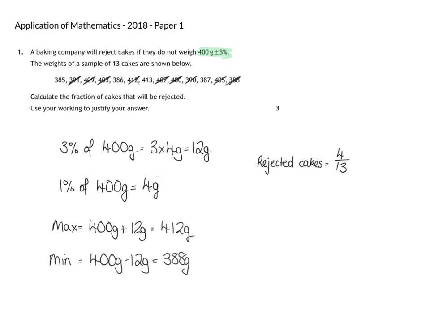Or 4 over 13. Right, so if we go looking at the marks for this question, our first mark comes from getting 3%, which is 12. Our second mark is for our maximum and minimum values of 412 and 388. And then our last mark is for our correct fraction of 4 over 13. Right, so that's everything for question one. Nothing in the mark scheme to be aware of for that one. Nope, nothing there. So we'll go on to question 2.